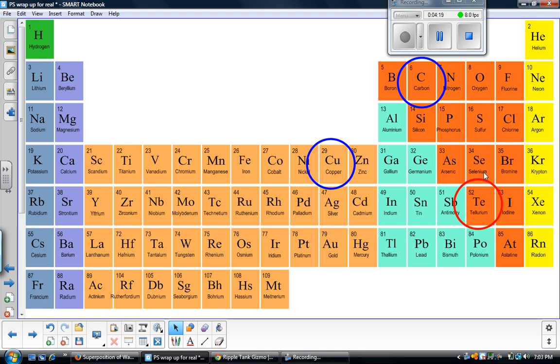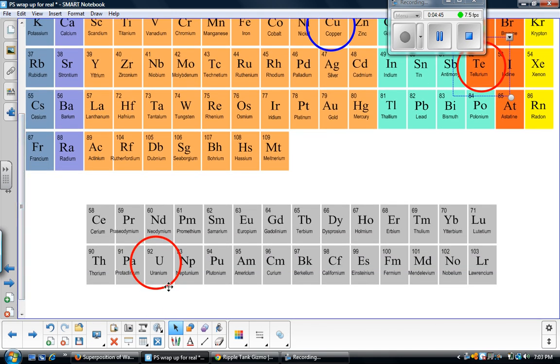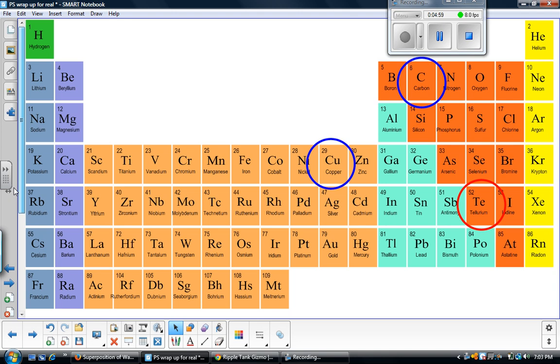So here's an example of an element that goes through alpha decay, tellurium. If tellurium goes through alpha decay, it loses 2 protons and it turns into tin. So it only will have 50 protons instead of 52. So nuclear decay actually changes the element into a different element in this case. Uranium is another one. When uranium goes through alpha decay, it loses 2 protons and it turns into thorium, which only has 90 protons instead of 92. So those are examples of alpha decay.